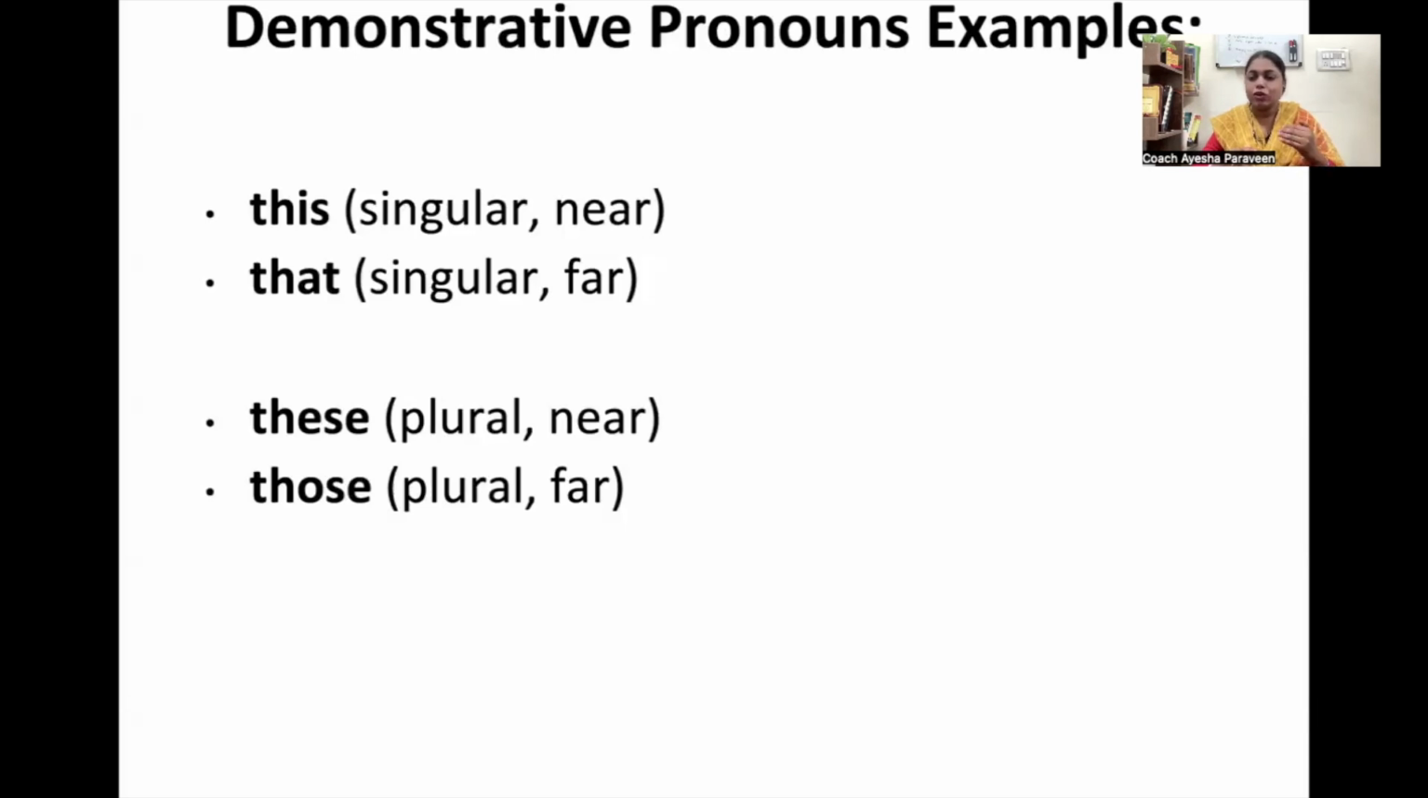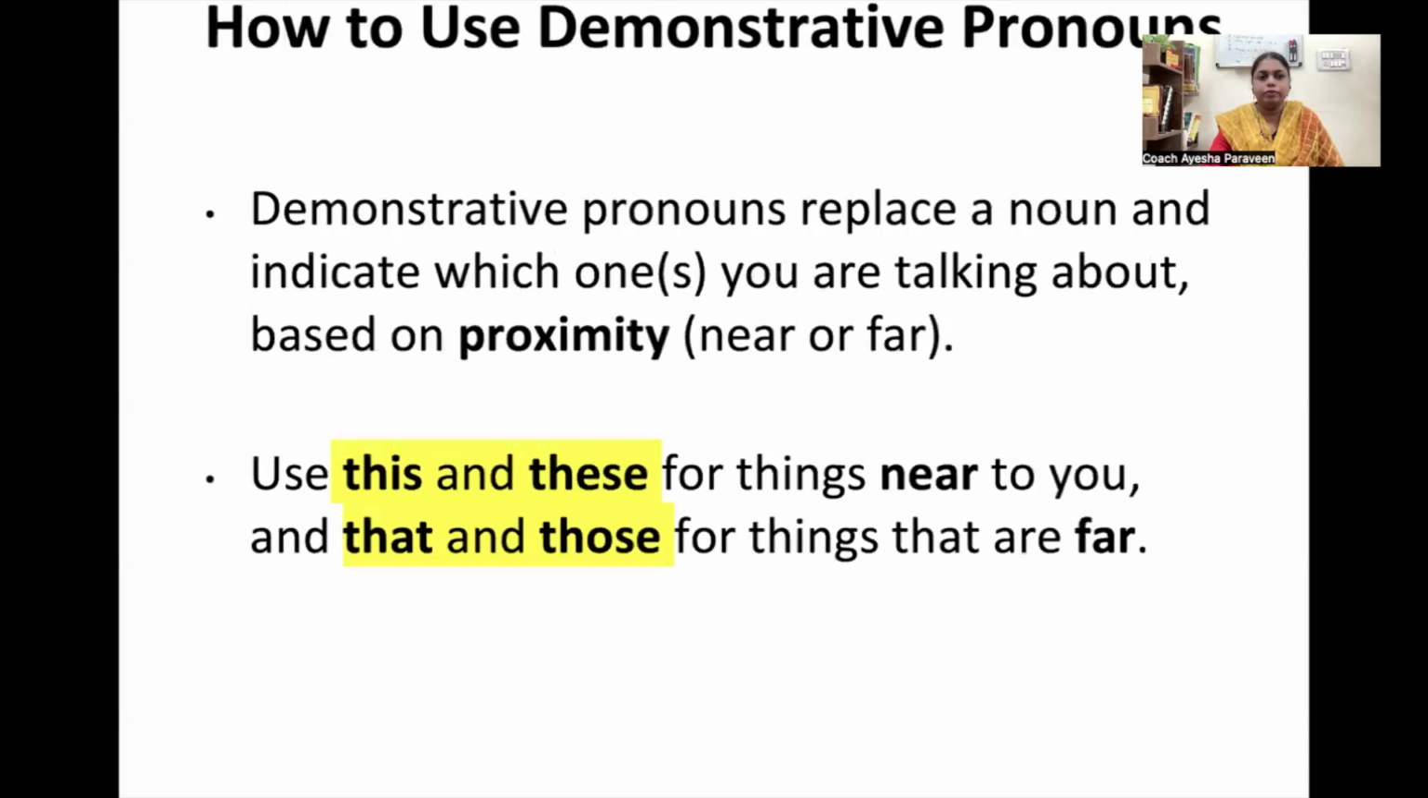This and that are for singular. This is for a near thing, that is for a far away thing. These are for nearby things, those are for far away things. So these are demonstrative pronouns. Please keep this in mind, because at the end of this explanation, I am going to ask you questions.